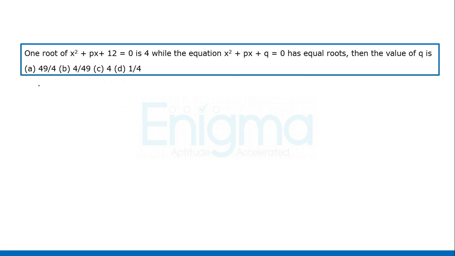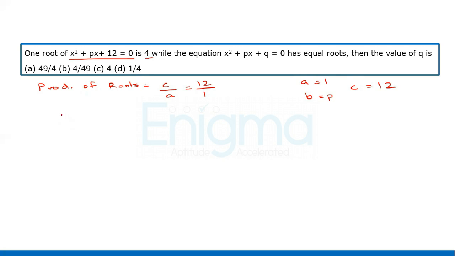We have the formula, that is product of roots is equal to c by a. Now if we compare the given quadratic equation with the standard form, we get a is equal to 1, b is equal to p, and c is equal to 12. So product of roots becomes 12 upon 1, that is 12. Now one of the roots is given to us as 4.